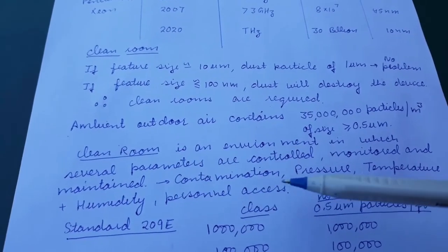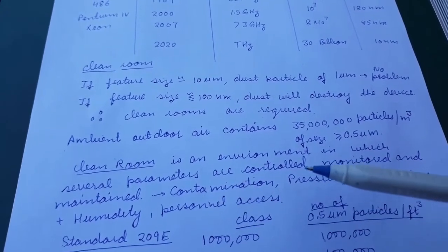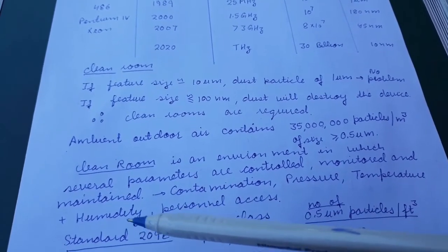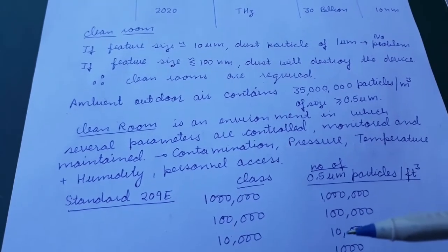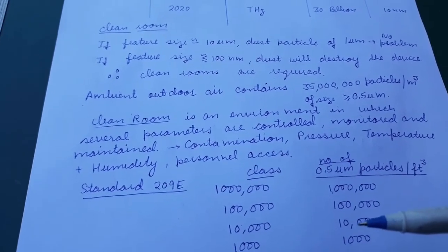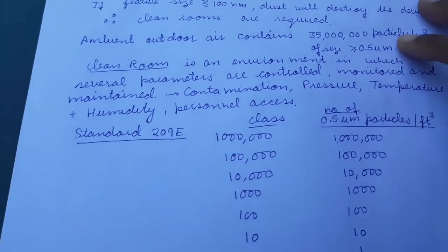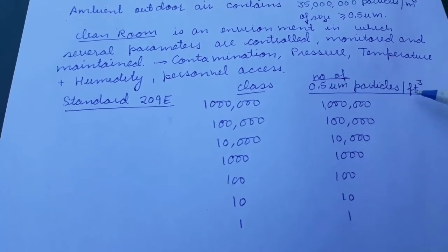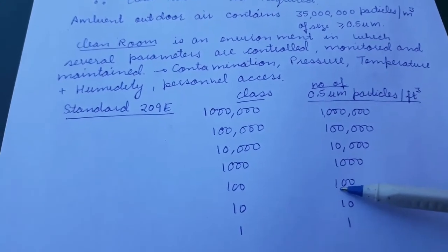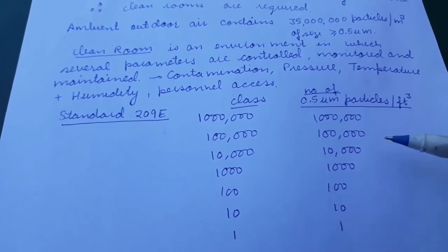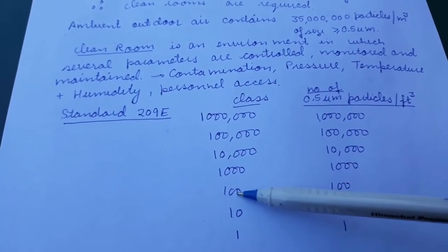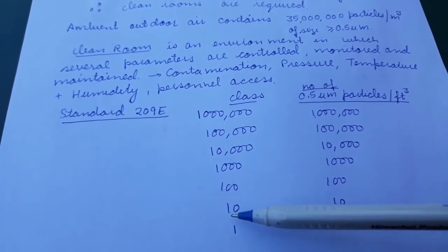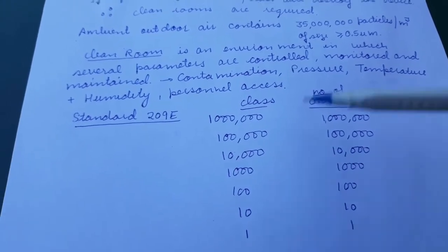A clean room is an environment in which several parameters are controlled, monitored and maintained, which means humidity, temperature, number of particles per feet square, per meter cube, etc. Initially the classification was done based upon the number of 0.5 micrometer particles per cubic foot. If there were 100 particles in 1 cubic foot, it would be called a class 100 clean room. If there are 10 particles, it will be a class 10 clean room, and if it is 1 particle, it will be a class 1 clean room.